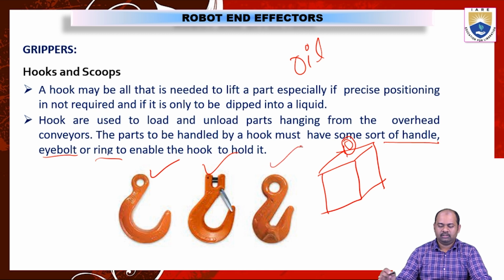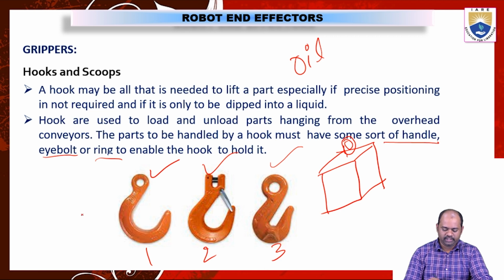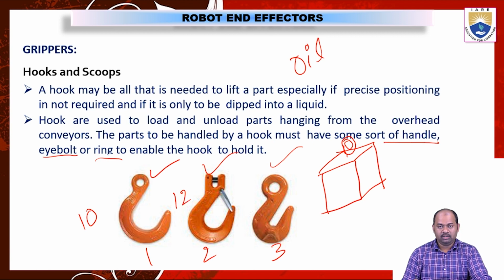And the third kind is a special U hook, where it can carry more load when compared to the first and second kind. It is designed in such a way that it can carry more load. Suppose the first hook carries about 10 kilograms and the second one carries about the same, 12 kilograms, but this third hook can carry up to a load of 20 kilograms, because of its curved design.